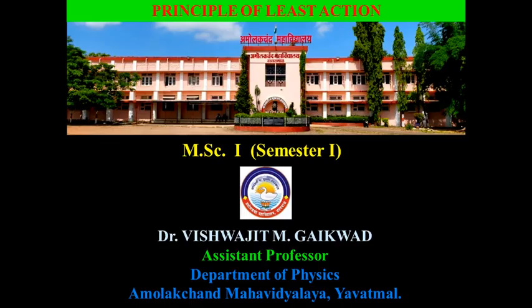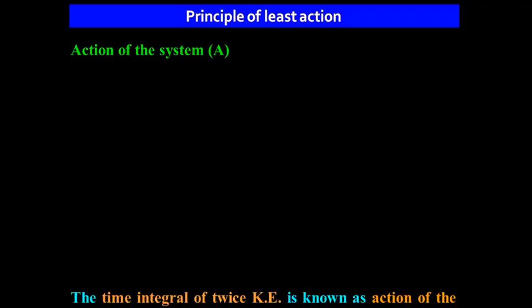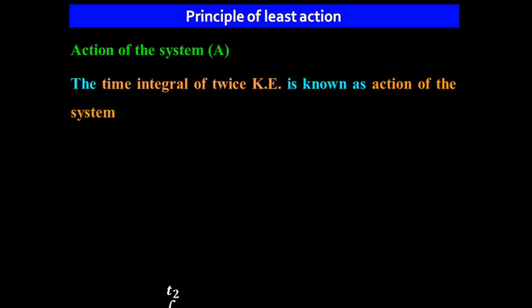Hello students, today we will see the principle of least action. So first of all, we will see what is the action of the system. The time integral of twice the kinetic energy is known as the action of the system. Mathematically, it can be expressed as: action of the system is the integral from T1 to T2 of twice the kinetic energy dt. Okay. Now we will replace the value of twice the kinetic energy.